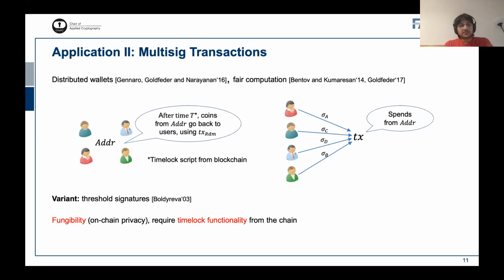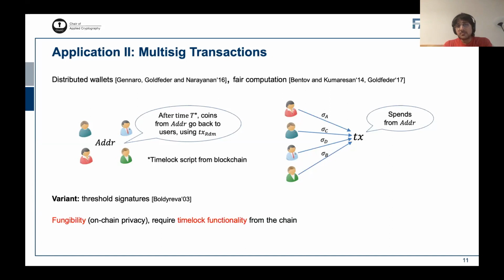And if you notice, this time lock script really causes a problem for on-chain privacy or fungibility of the coins stored in the shared address. Moreover, you need this time lock functionality from the script of the chain to realize these multi-sig addresses. And this is a problem because privacy preserving chains out there do not offer this time lock script on the blockchain. Okay.